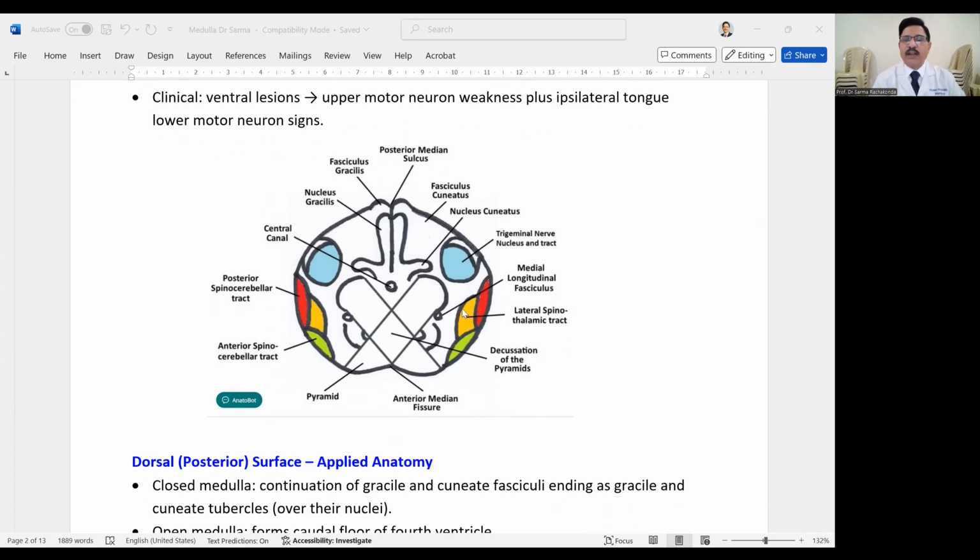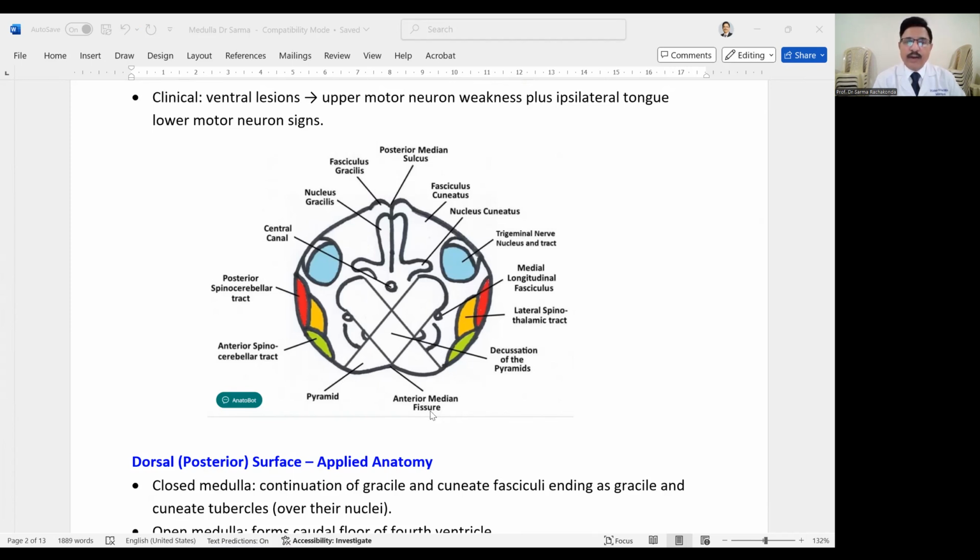On the lateral side, you have the lateral spinothalamic tract, and also the posterior spinocerebellar tract and anterior spinocerebellar tract. The red one is posterior spinocerebellar, the green one anterior spinocerebellar, and the yellow one is the lateral spinothalamic. So all these are laterally placed. And medially we have the pyramids, where the pyramidal decussation occurs, and this is the anterior median fissure, and the hypoglossal nerve comes out somewhere from here.